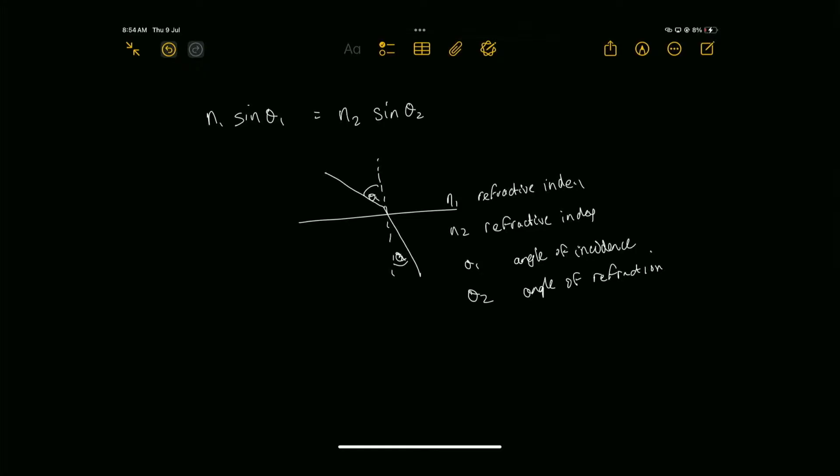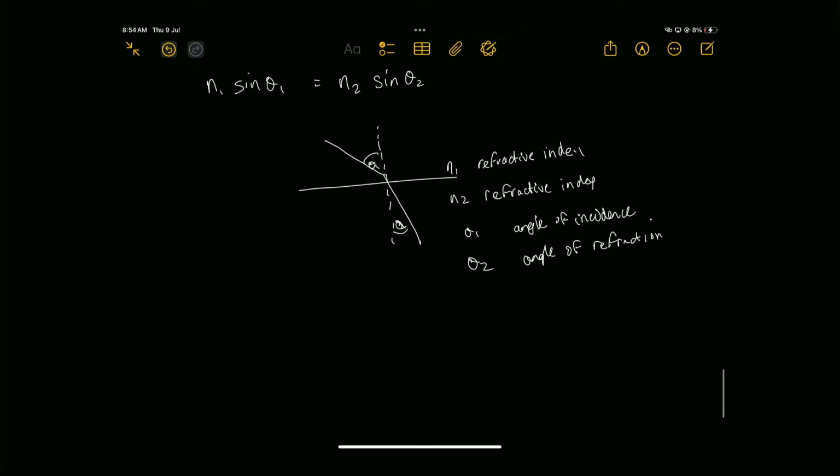The second part of this question: calculate the speed of light in the eyeglass. So we know that n is equal to c over v, right? Where v is the velocity of light in the eyeglass. So we need to find v is equal to c over n, which would be 3 by 10 to the 8 over 1.5, which would be 2 by 10 to the 8 meters per second.